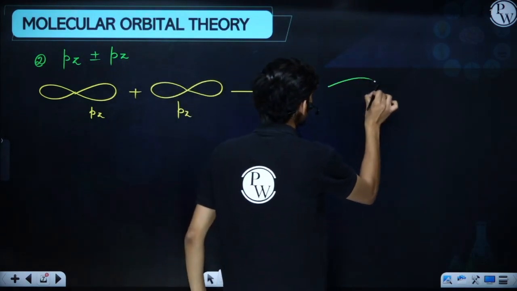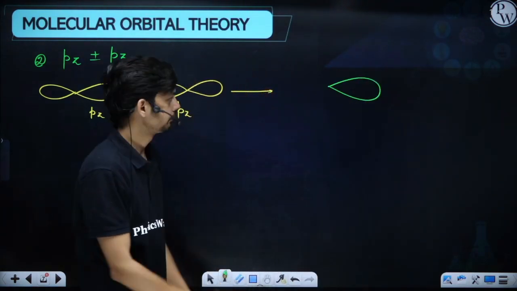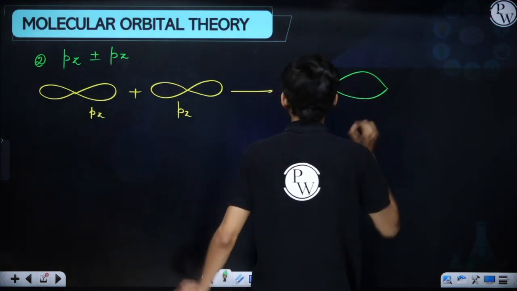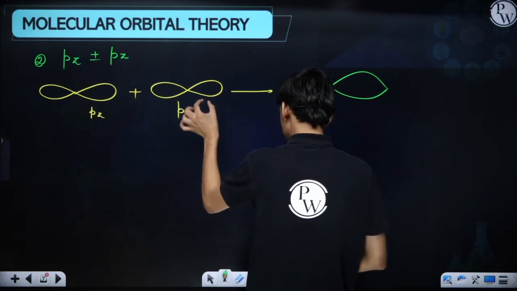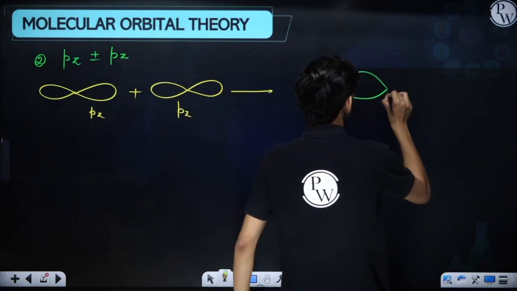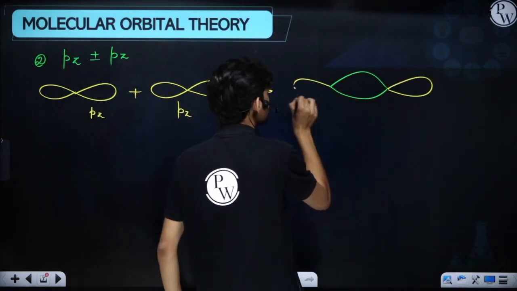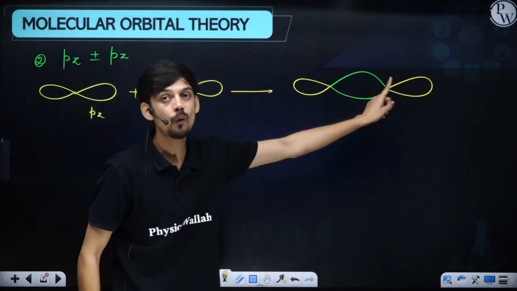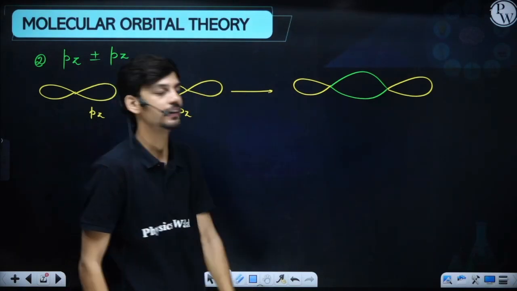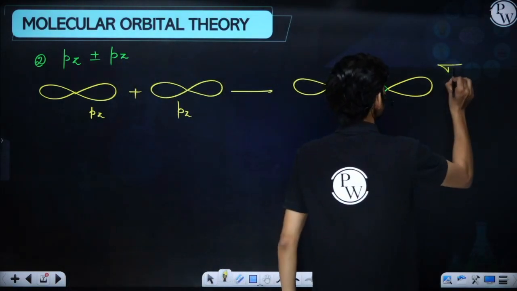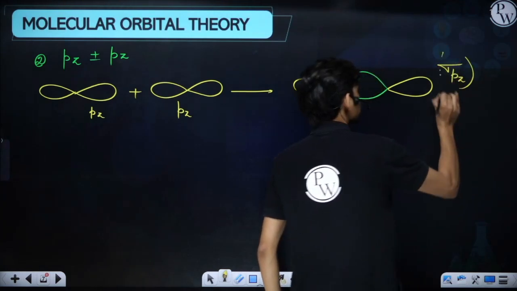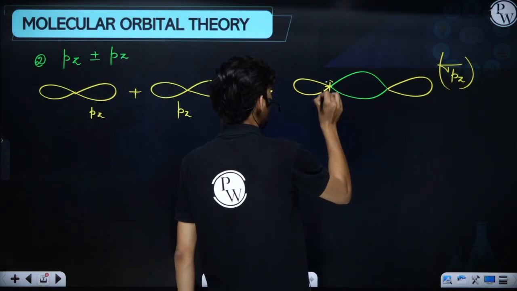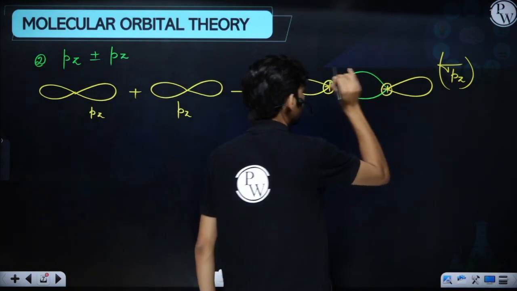So the in-between lobes are joined together, while the outer side lobes remain as they are. This whole region is one complete orbital. This will be called the sigma PZ bonding orbital. The nucleus of one atom is here, and the nucleus of another atom is here.